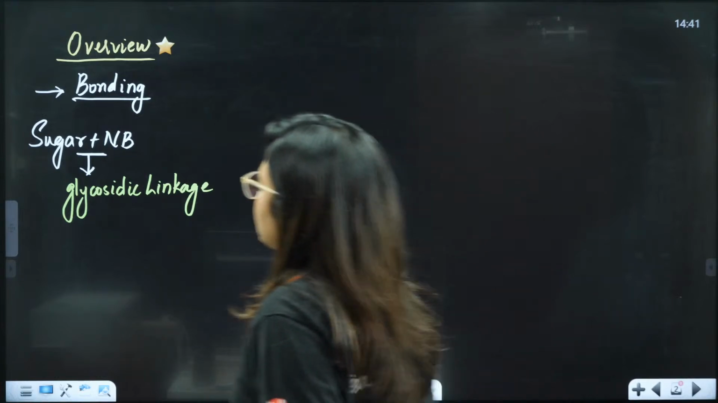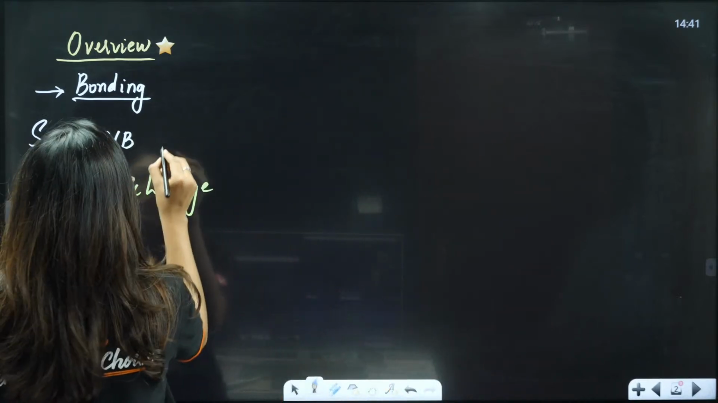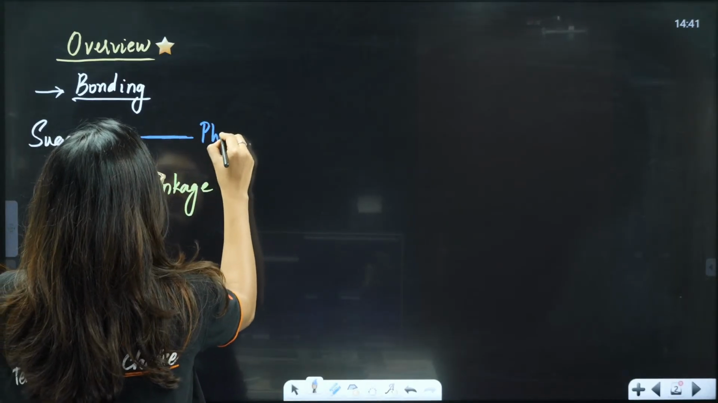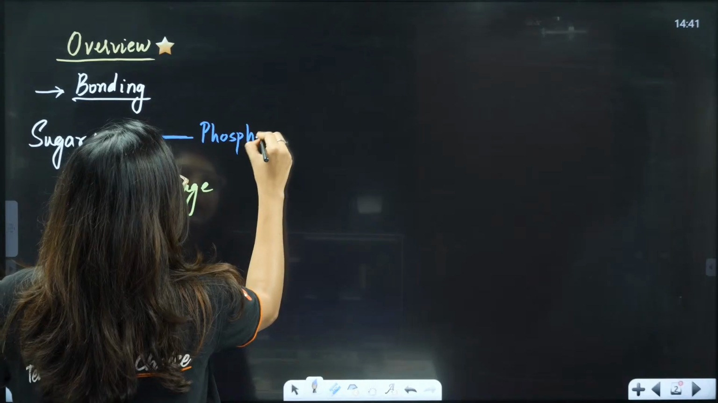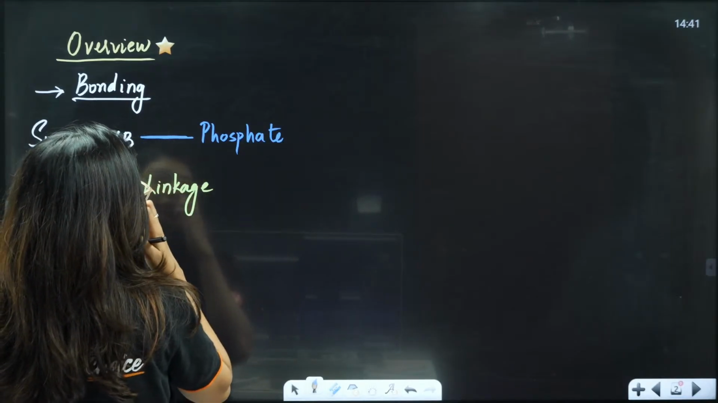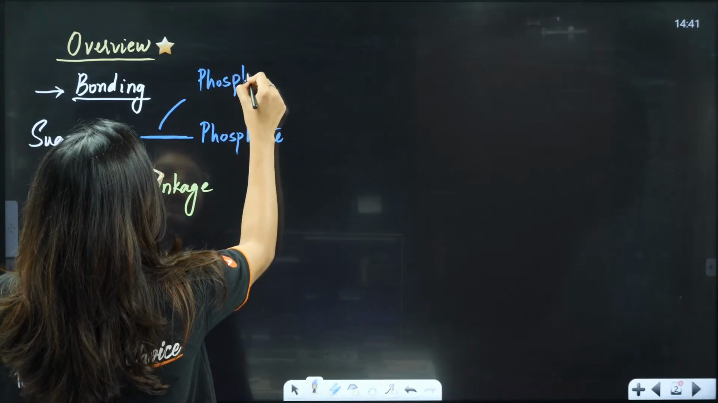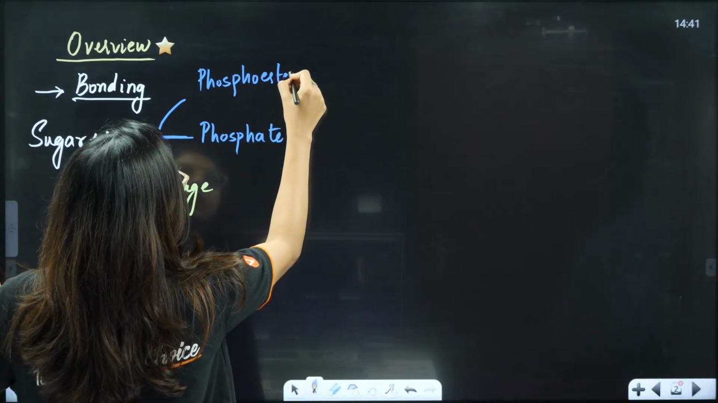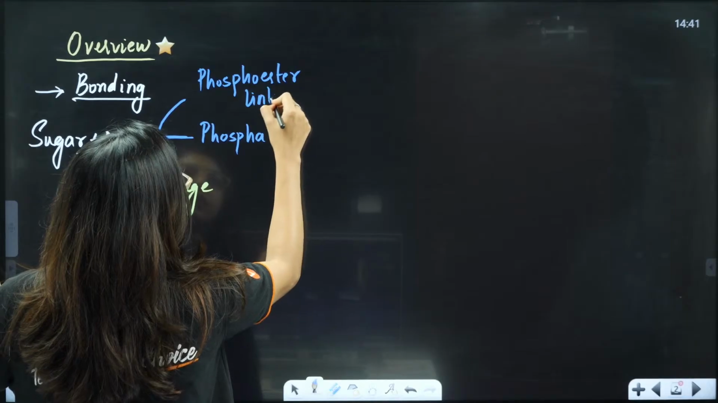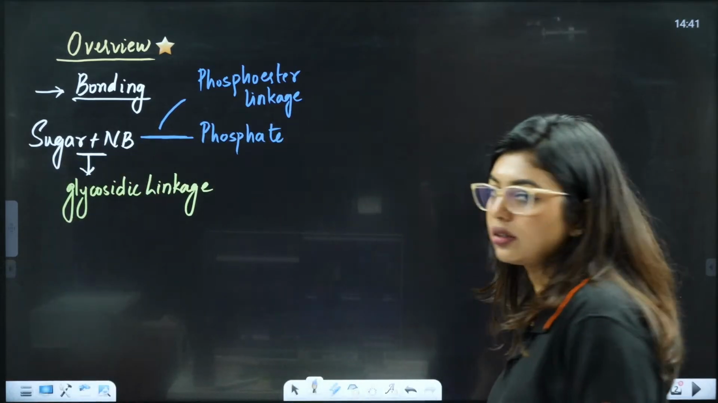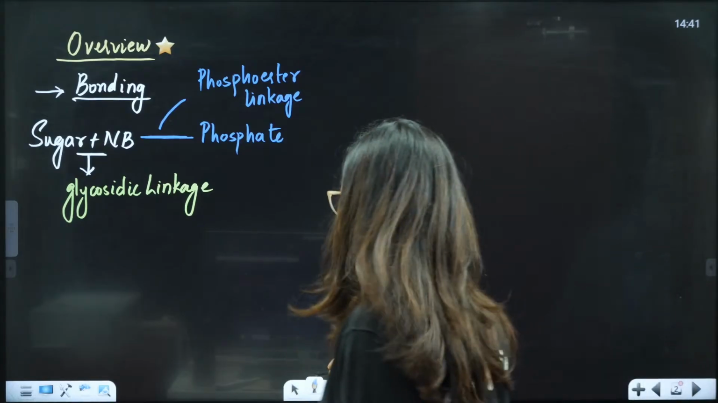After that, what did we study, students? We understood that if a phosphate wants to attach, then what will be the bond formed here? Phosphoester linkage. Okay, phosphoester linkage. So remember like this, phosphate, phosphoester. Okay, these are the 2 bonds that we have studied.